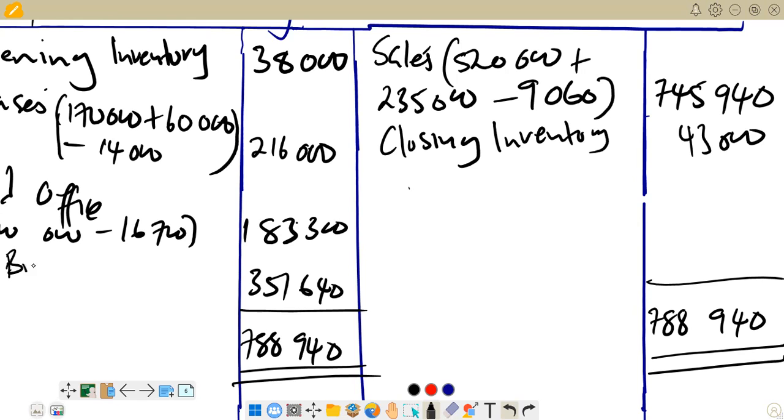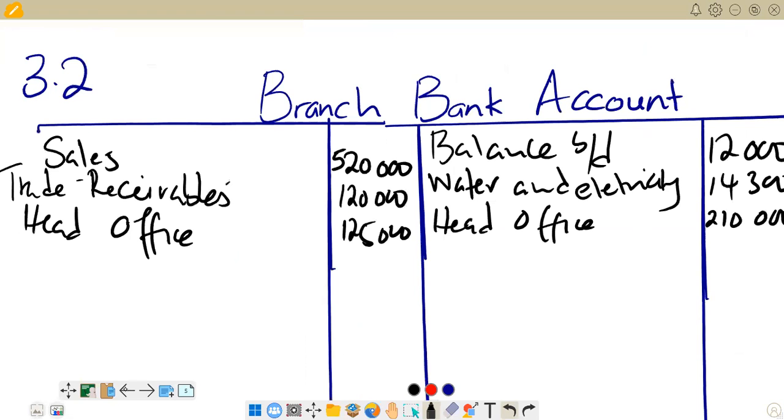It is supposed to go to the branch profit or loss. So this is where we are posting it to. This is the profit or loss account. So this is what we have. So we can go back now and try to balance them from the first account, that's 3.1. Then we go down to see what we have there.